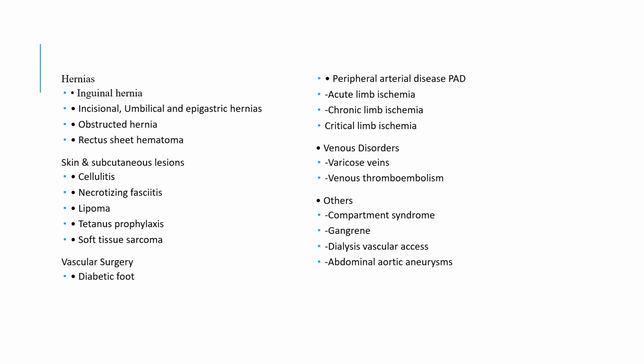Then skin and subcutaneous lesions: as mentioned previously, cellulitis, necrotizing fasciitis, lipoma, tetanus prophylaxis, soft tissue sarcoma, and other skin malignancies you also have to know. Vascular surgery: diabetic foot, peripheral arterial disease, acute limb ischemia, what is chronic limb ischemia, and what is critical limb ischemia. And ABPI, that is ankle brachial pressure index. That's also something you have to know. Venous disorders: varicose veins, venous thromboembolism, and others like compartment syndrome, gangrene, dialysis, vascular access, and abdominal aortic aneurysm.